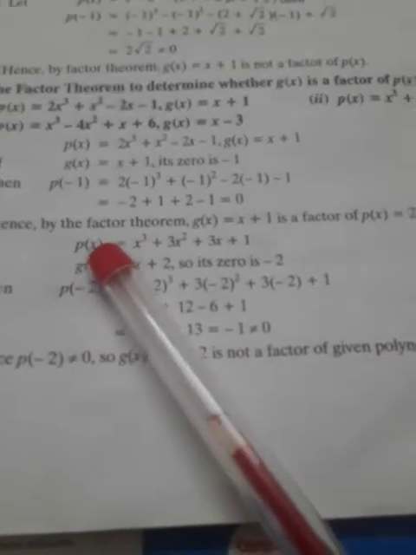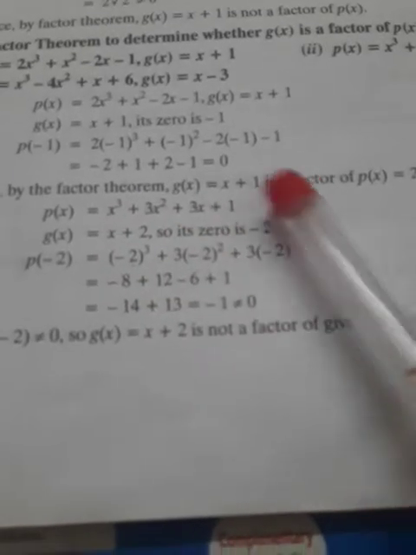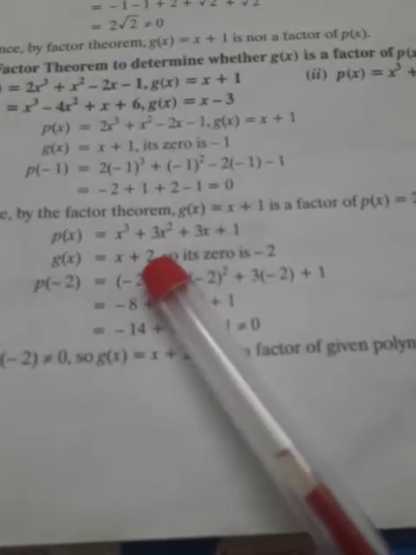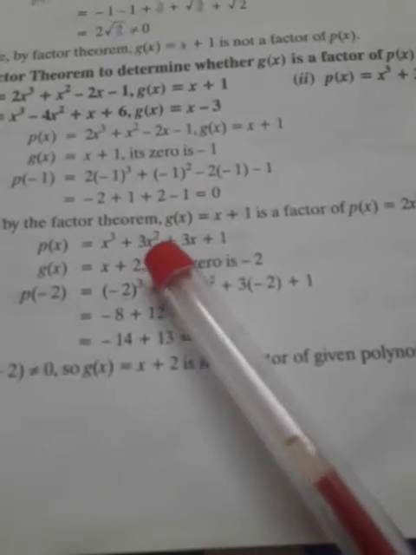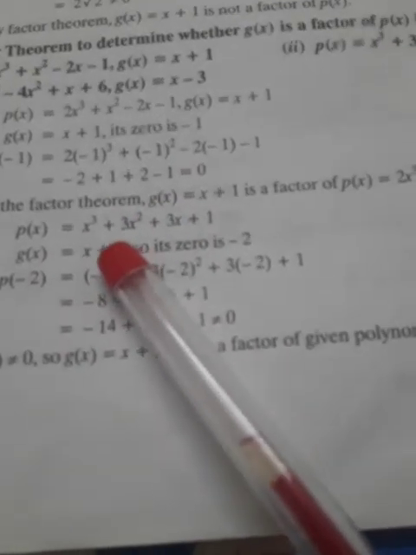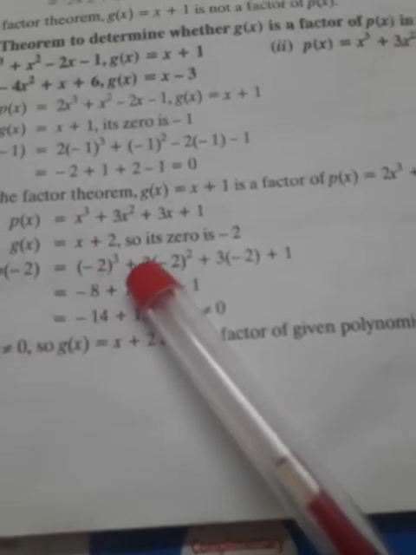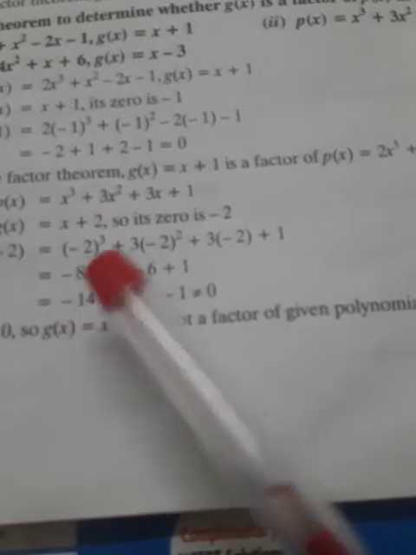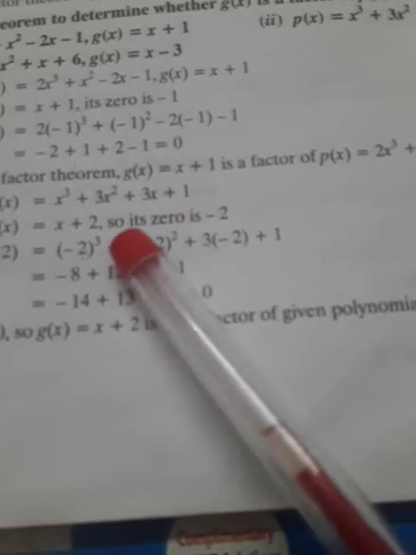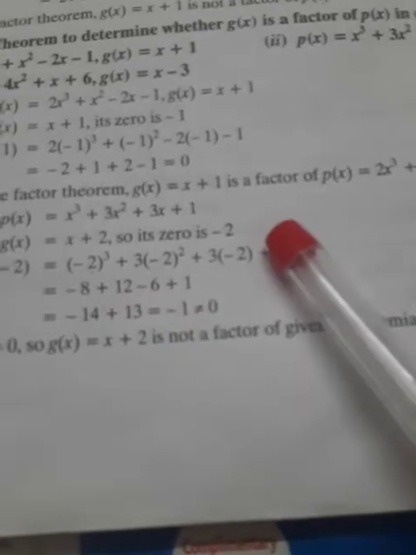Now the next question. Here p of x is given as x cube plus 3x square plus 3x plus 1, and g of x equals x plus 2. So here we need to check what is p of negative 2. If p of negative 2 is 0, then x plus 2 is a factor. So p of negative 2 equals negative 2 cube plus 3 into negative 2 square plus 3 into negative 2 plus 1. So negative 2 cube is negative 8, plus negative 2 square is 4, 4 into 3, 12, so plus 12. 3 into negative 2, negative 6, plus 1.